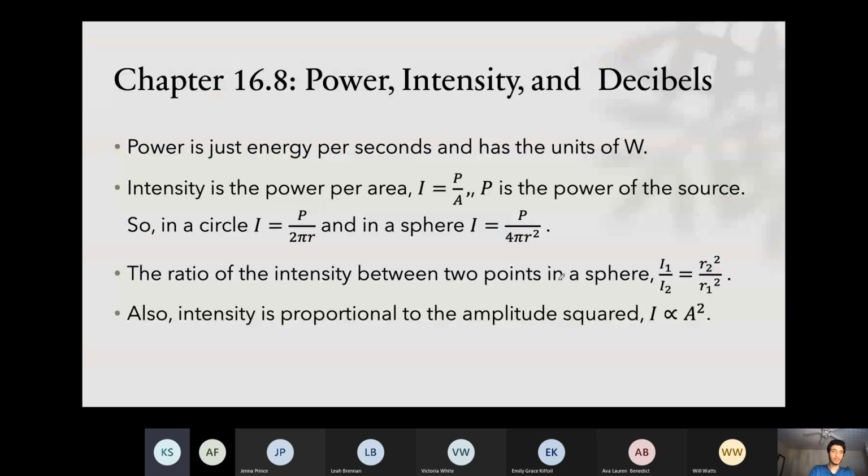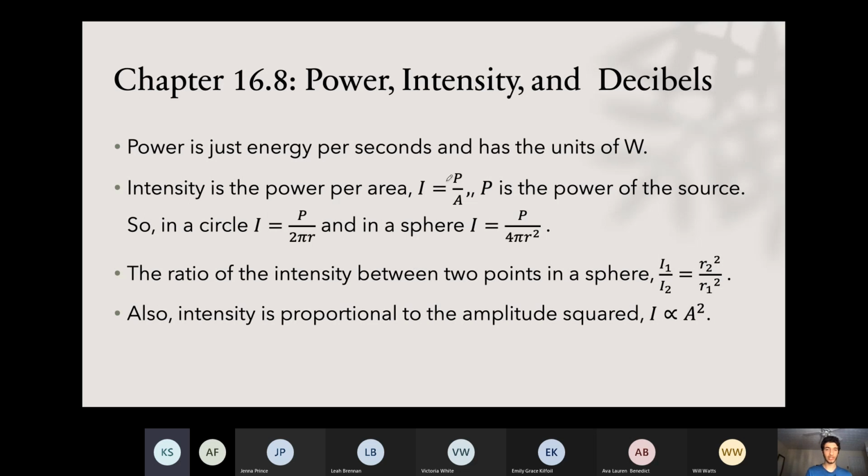Okay, keep going. So what is power, what is intensity, and what is decibels? So power is just energy per second, and it has the units of watt. And the intensity is the power divided by the area. So just P over A, where P is the power of the source, and A is whatever surface you're looking at.